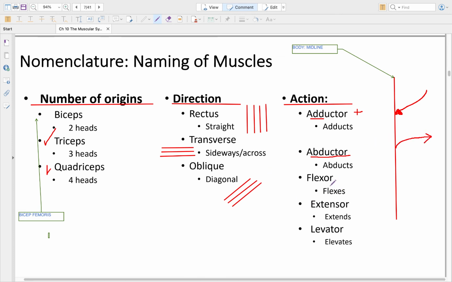Flexor flexes the muscle. Extensor allows a muscle to extend in the opposite direction. And levator muscles allow elevation to occur. That's pretty straightforward. We have levator muscles in our jaw. I want everyone to take their jaw and kind of stick out your bottom teeth and elevate your jaw.